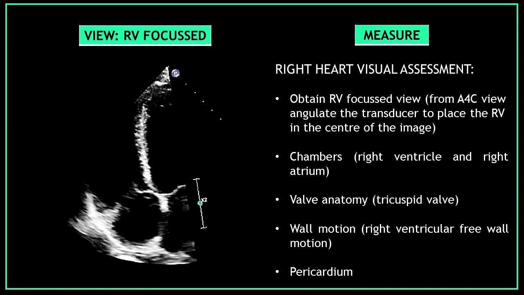First, obtain the RV focused view and perform a visual assessment of the cardiac chambers, the right ventricle and the right atrium. Also assess the tricuspid valve anatomy, the right ventricular free wall motion, and the pericardium.